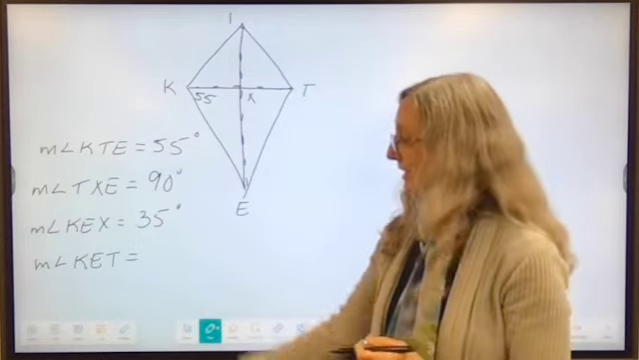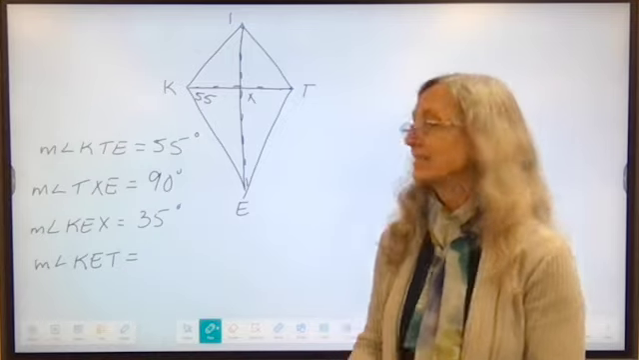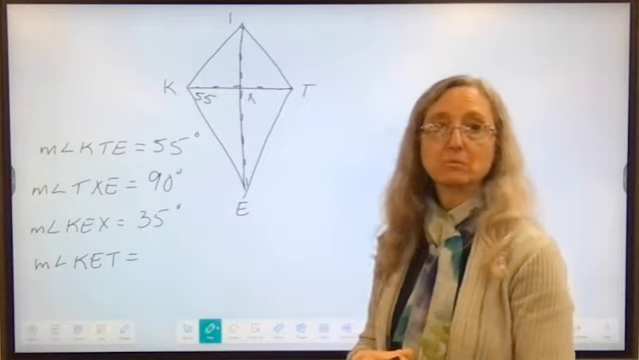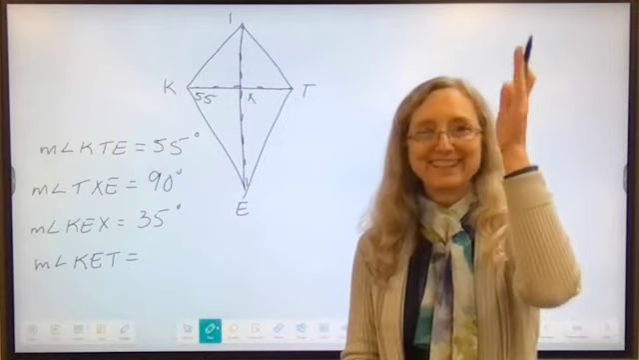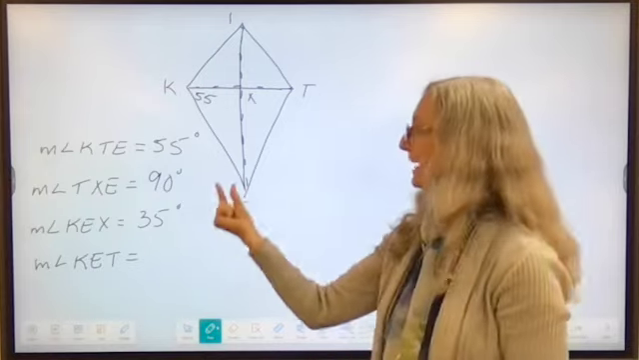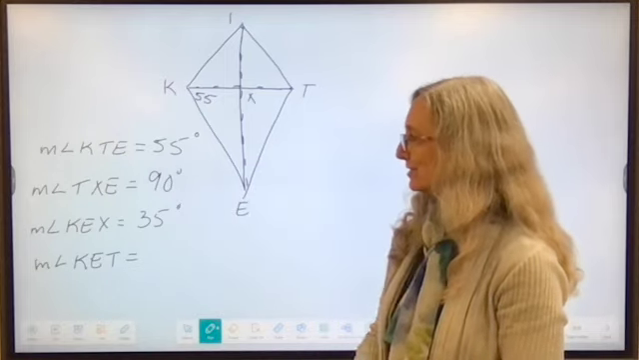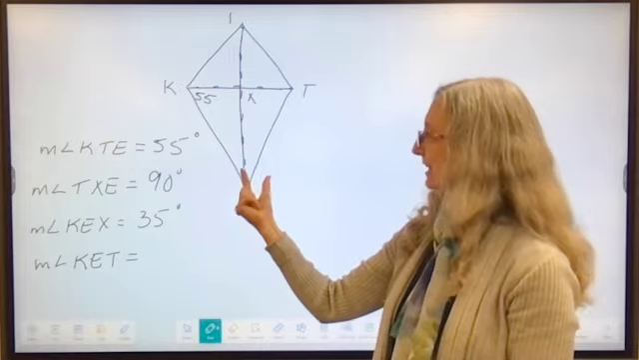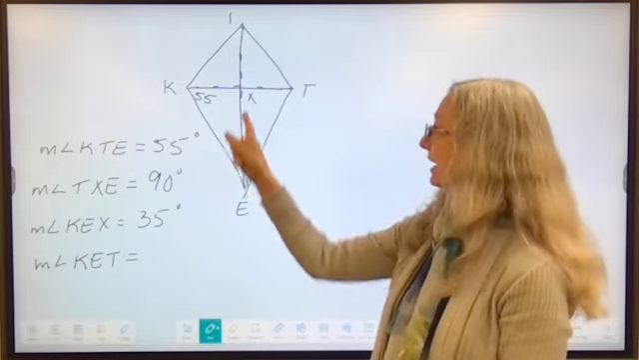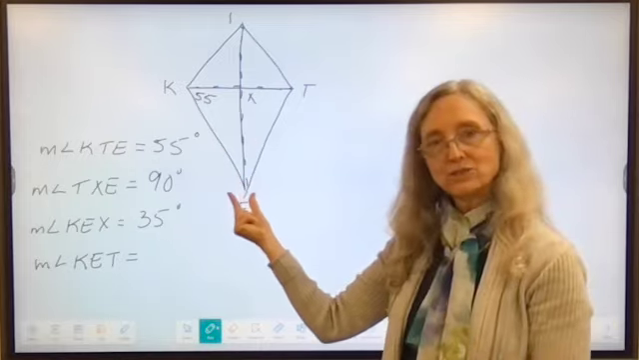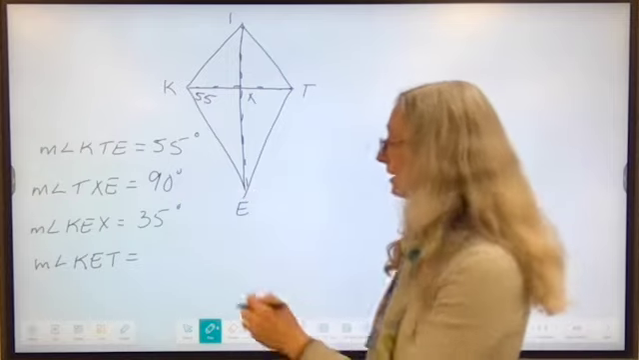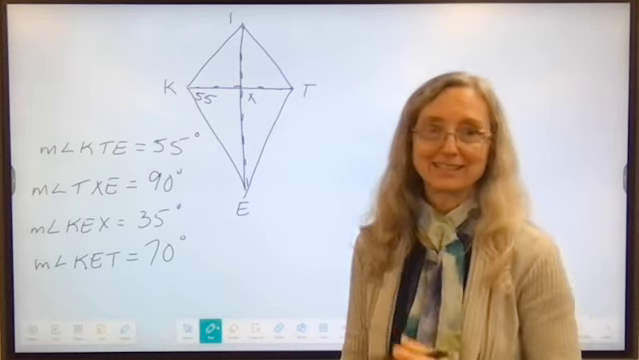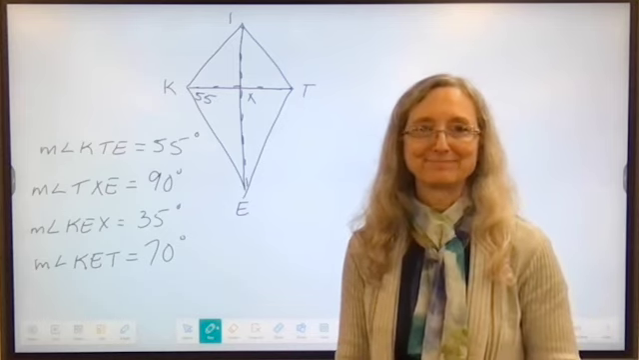Now the next one is angle KET, which is all of this here at the bottom. Remember, the axis of symmetry bisects these two angles. So if KEX is 35, then so is the other side, XET, and so the answer is 2 times 35, or 70 degrees. That's the answer for that angle.